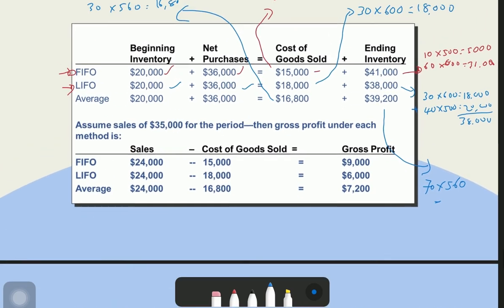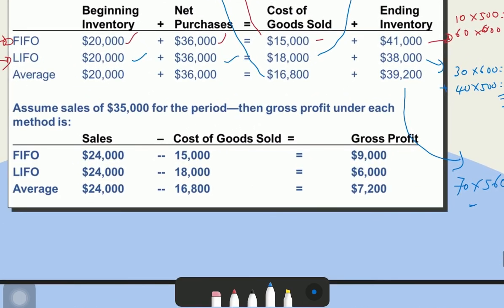So to calculate the gross profit of the company now, so if using FIFO, sales 24,000 minus cost of goods sold ni 15,000 kat sini, so the company will get the gross profit about 9,000. But if the company is using LIFO, 24,000 sales minus 18,000 cost of goods sold kat sini sama, so the company will get the gross profit about 6,000. And if the company is using the average cost method, so 24,000 sales minus with the cost of goods of 16,800, so it will give the company gross profit about 7,200.